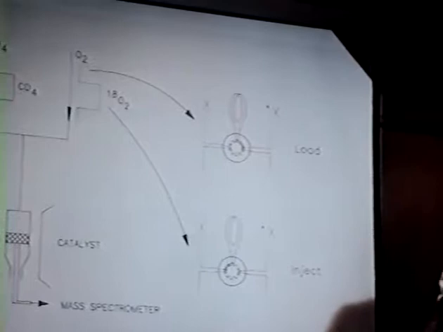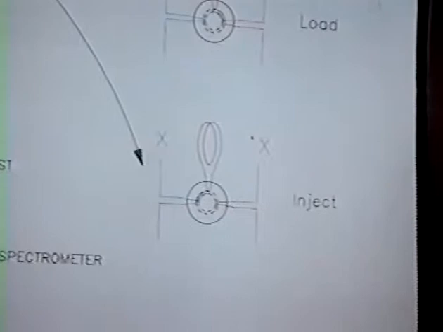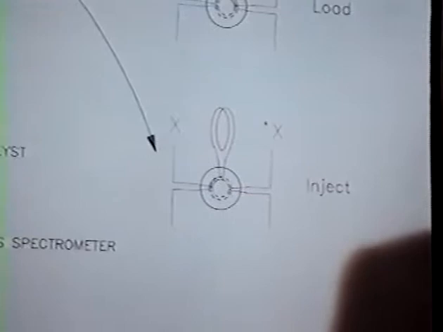In the inject mode, your reagent is flowing through the loop and basically pushes the plug of the isotopically labeled material into your gas stream. Now, I emphasize again, the major advantage of this is that you can use it on a working catalyst without disturbing the system.